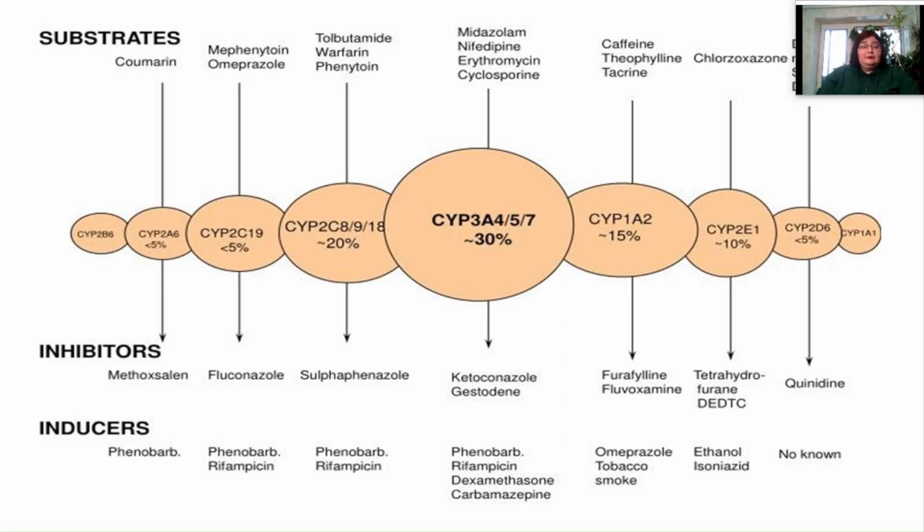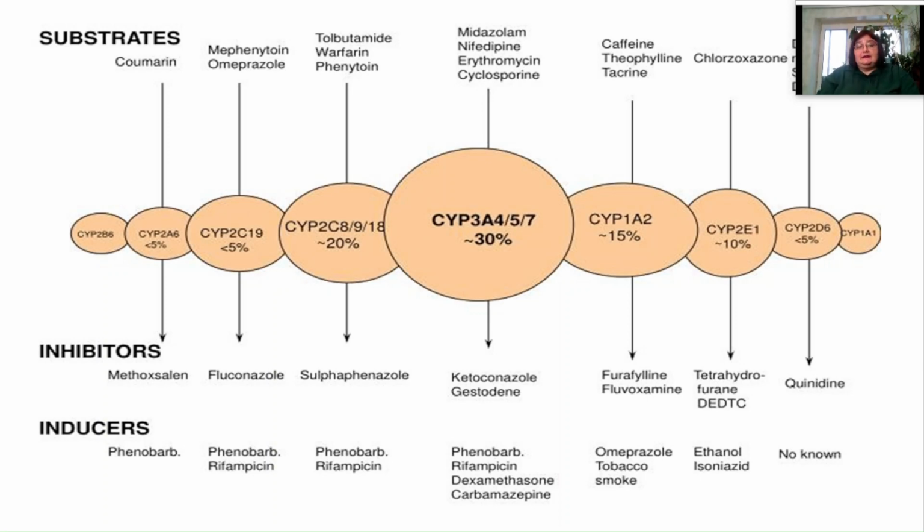We see problems, for example, with coumarin and methoxsalen. Coumarin is a substrate, inhibitor methoxsalen, phenobarbital. Mephenytoin, omeprazole: there are problems with cytochrome 2C19, around 5% disorder. Substrate is mephenytoin, omeprazole, inhibitor fluconazole, and phenobarbital, rifampicin is inducing.